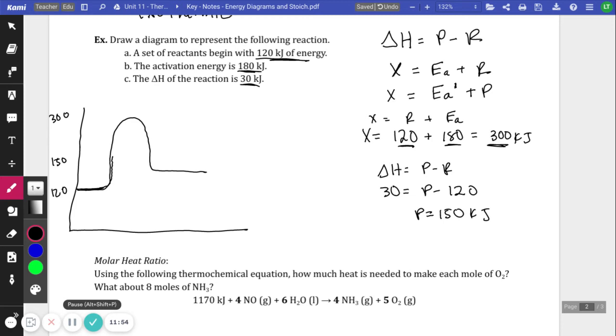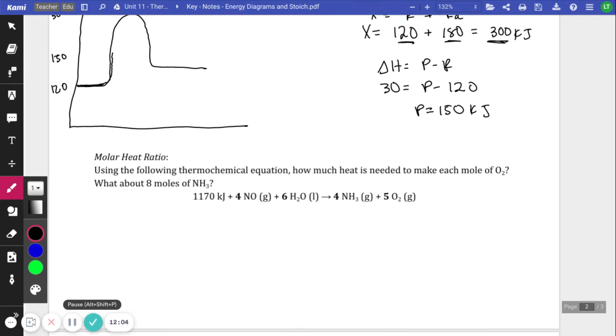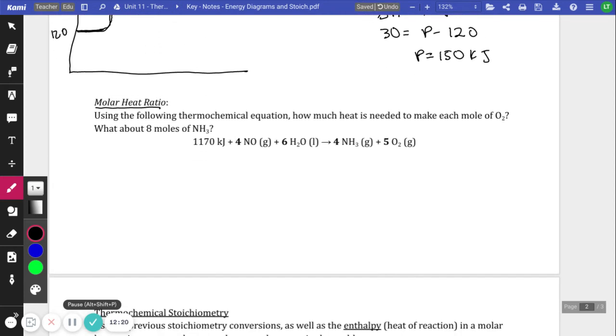All right. Okay, so now we're going to shift and we are going to talk a little bit about thermochemical stoich now. All right, and what we're going to learn is kind of a new mole to mole ratio. And instead of using moles of one substance to moles of another, we can actually use our energy as what we're converting to in these kind of problems. So we are going to use this equation and talk through these next few questions.